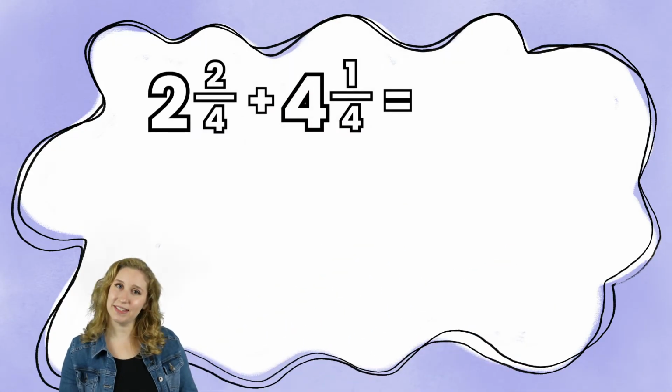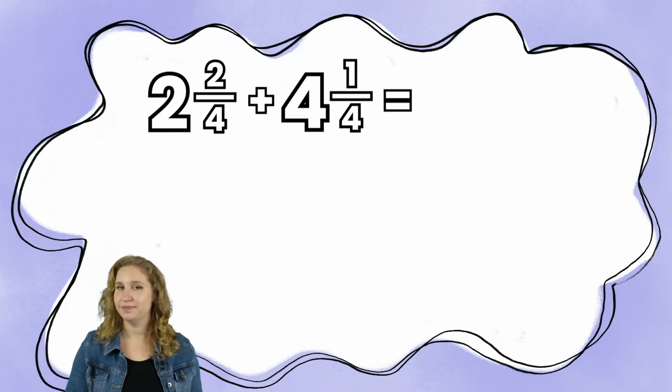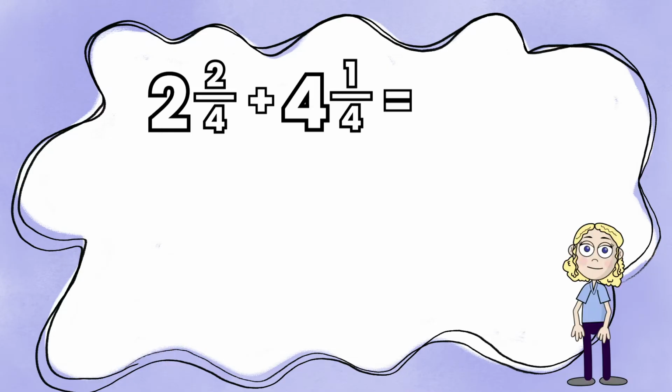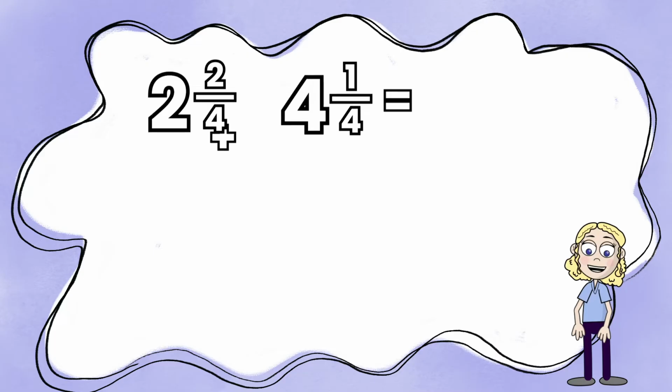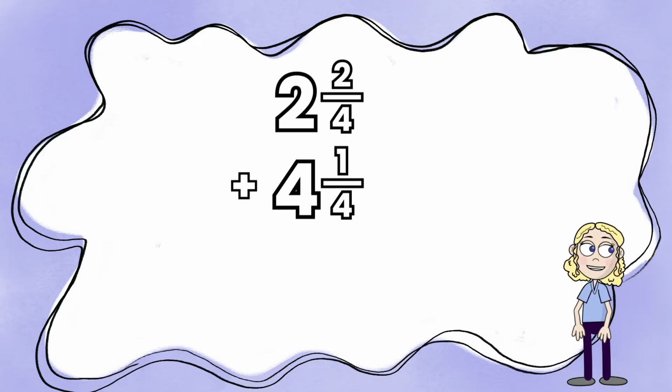You can also use an equation to add mixed numbers. Let's look at this problem. What do you notice? What do you wonder? Similar to how we use the standard addition algorithm and subtraction algorithm, I'm going to line the numbers up by fraction and place value. I will line up the fractions with the fractions and the whole numbers with the whole numbers.